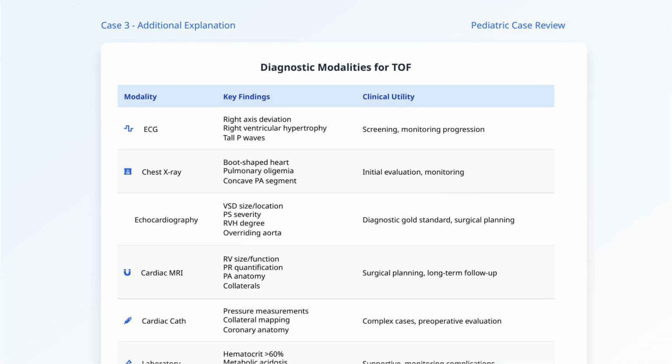Cardiac catheterization is less commonly performed for diagnosis, but may be needed to evaluate complex coronary anatomy or aortopulmonary collaterals before surgery. Laboratory studies may show polycythemia with hematocrit values potentially exceeding 60%, and ABGs often reveal metabolic acidosis.